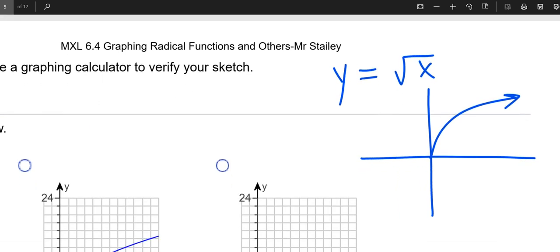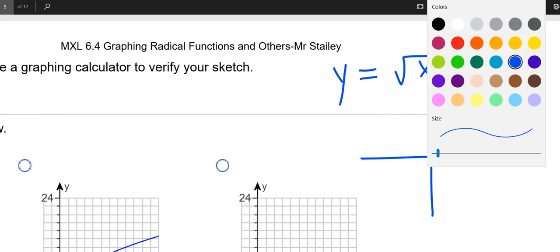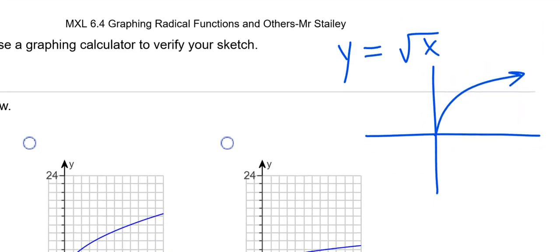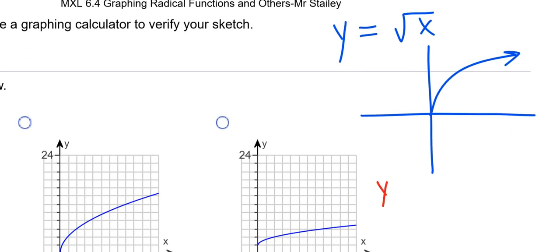All right. Here's my next question for you. What do you think the negative square root of x looks like? The same thing but down. Excellent.